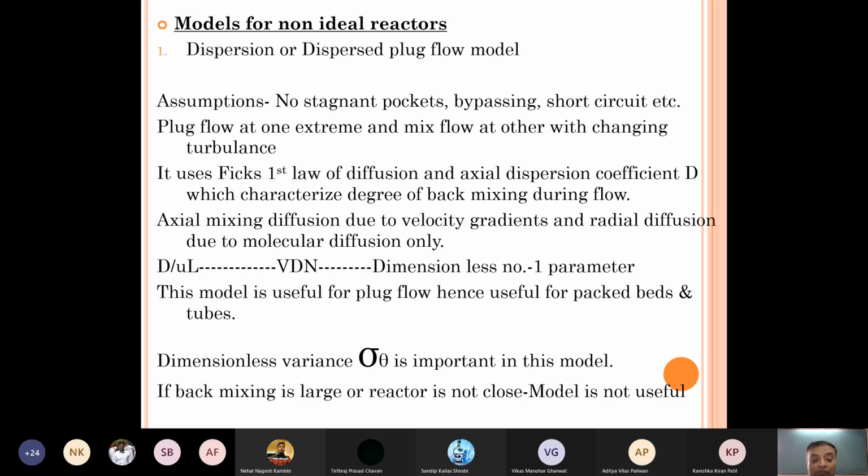Okay, then axial mixing, diffusion due to velocity gradient. हा प्रश्न पण गेटला विचारला होता की ऍक्सियल डिफ्युजन, ऍक्सियल मिक्सिंग जे होतं, ते कोणामुळे होतं? So in the reactor, axial mixing is there due to velocity gradient, and radial diffusion due to molecular diffusion. बघा, हे प्रश्न गेट एक्झामला, कॅम्पसला विचारतात, समजून घ्या.